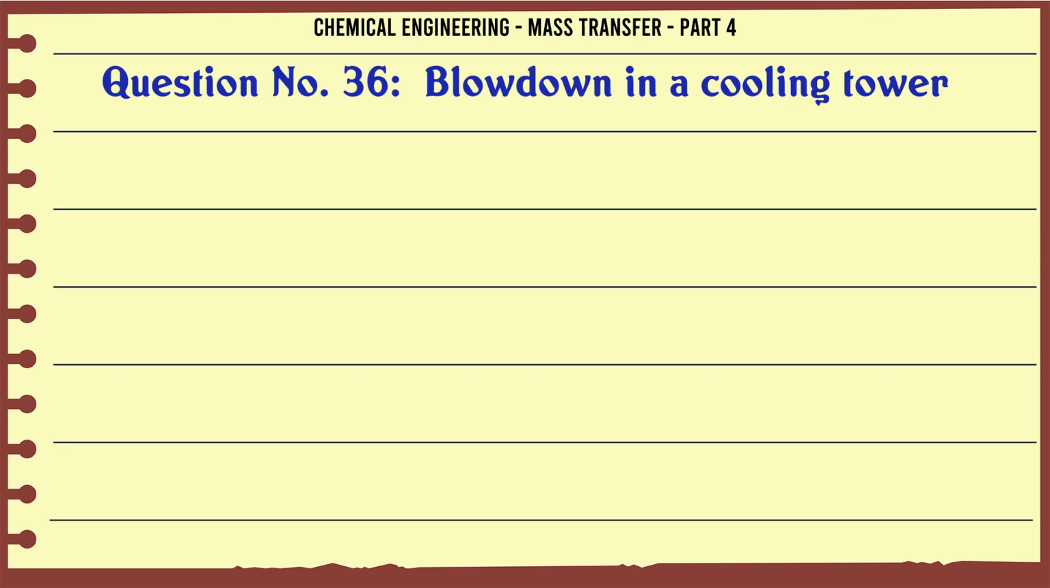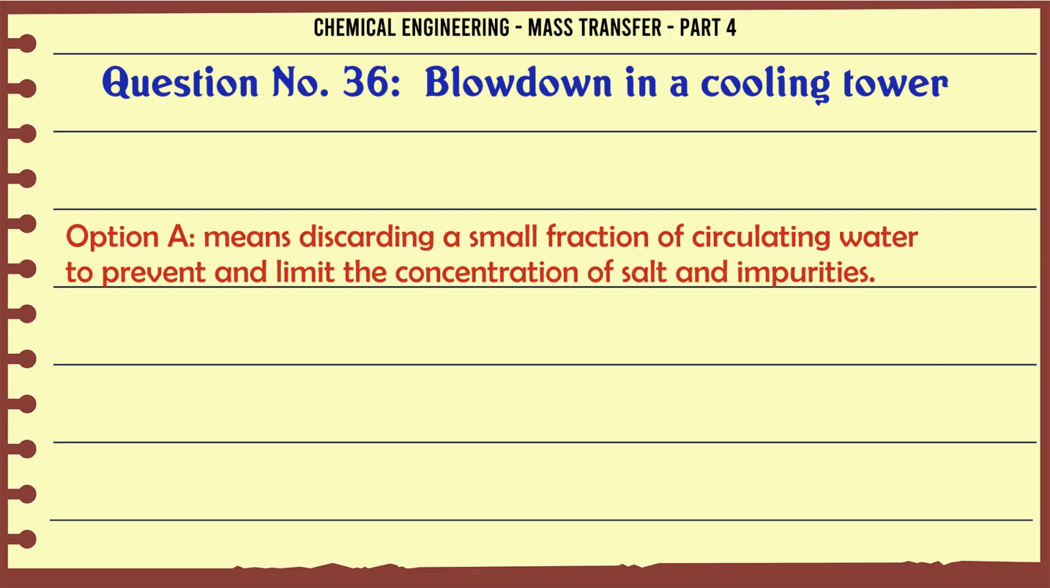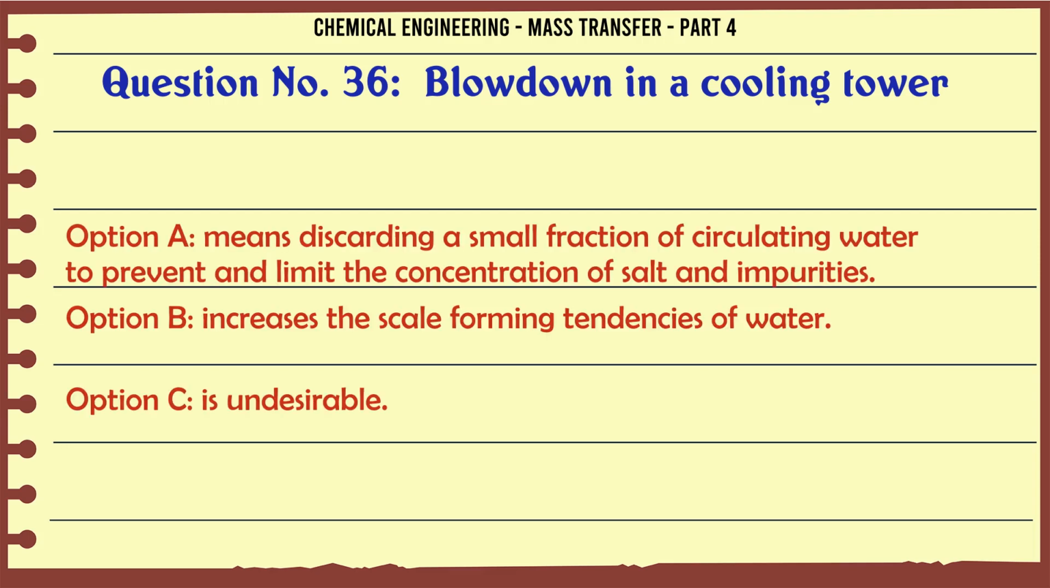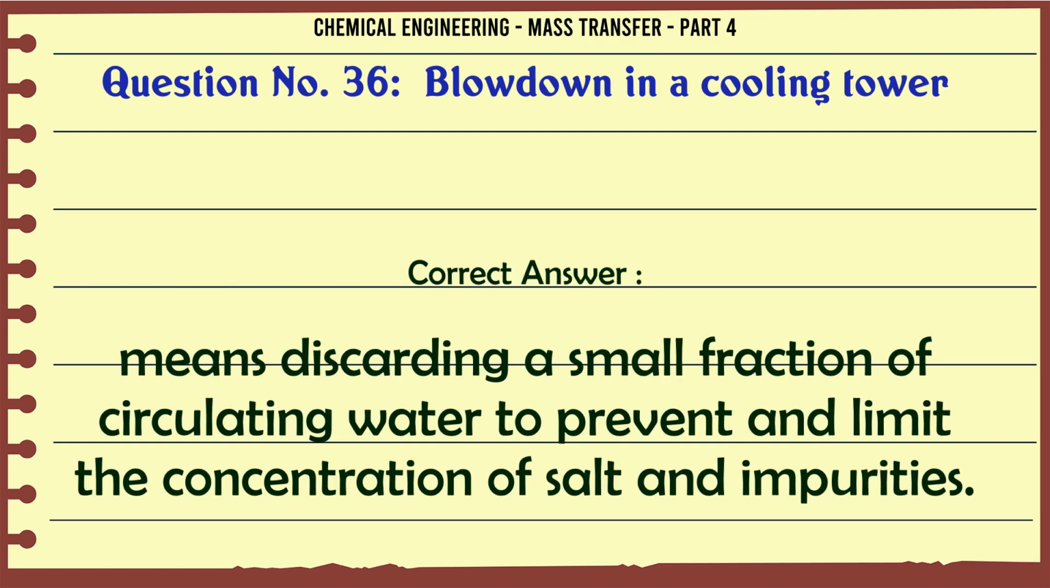Blowdown in a cooling tower A. means discarding a small fraction of circulating water to prevent and limit the concentration of salt and impurities, B. increases the scale-forming tendencies of water, C. is undesirable, D. all ABC.